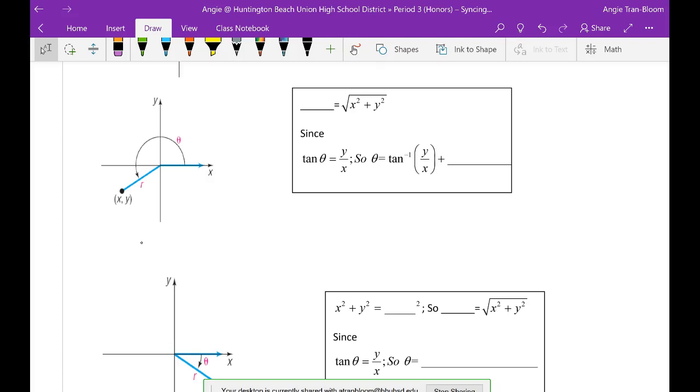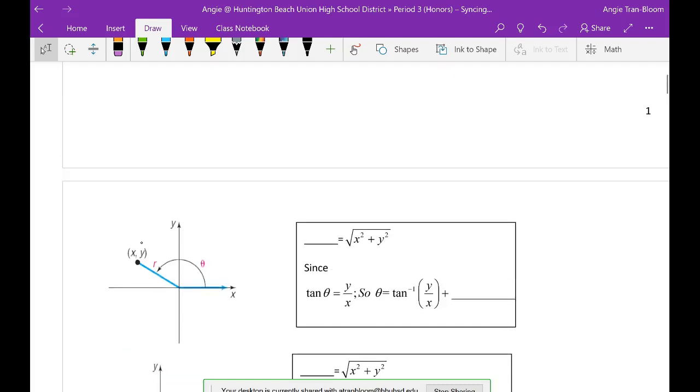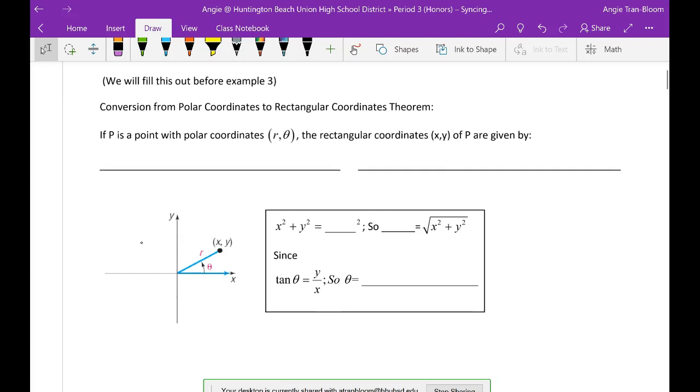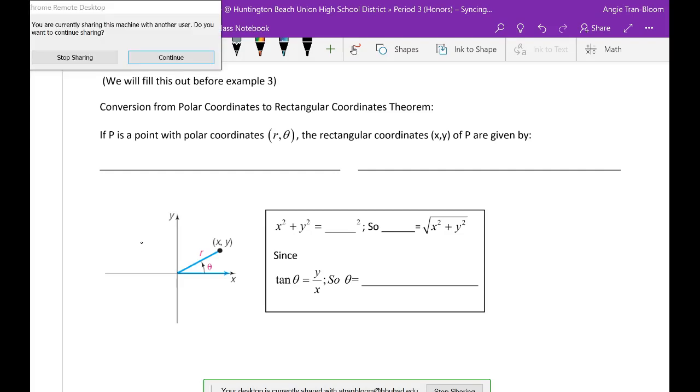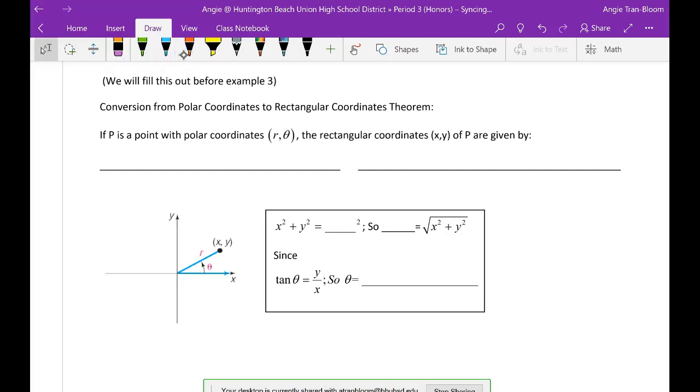Okay. All right, let's fill this out. We will fill this out before example 3, and guess what? We're on example 3. Okay. Conversion from polar coordinates to rectangular coordinates.